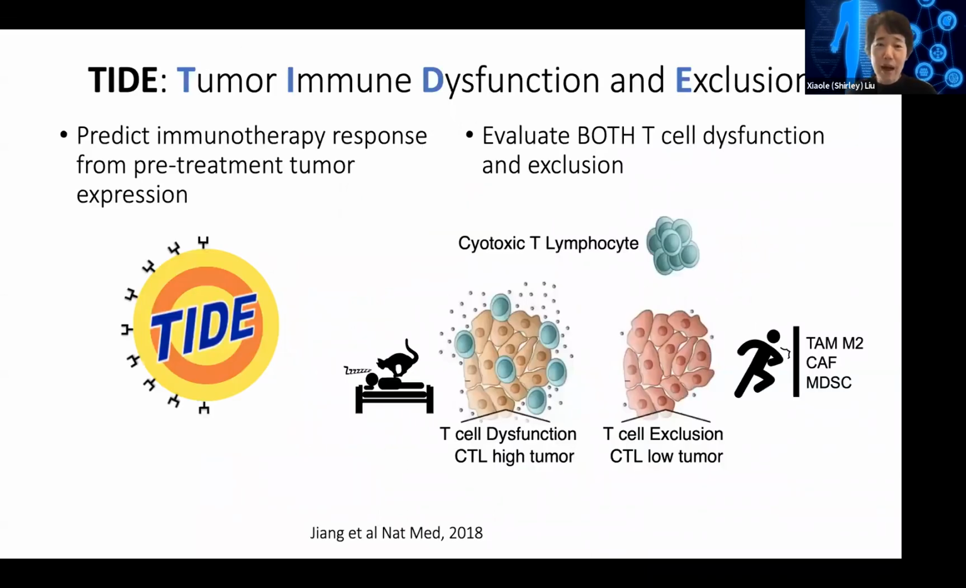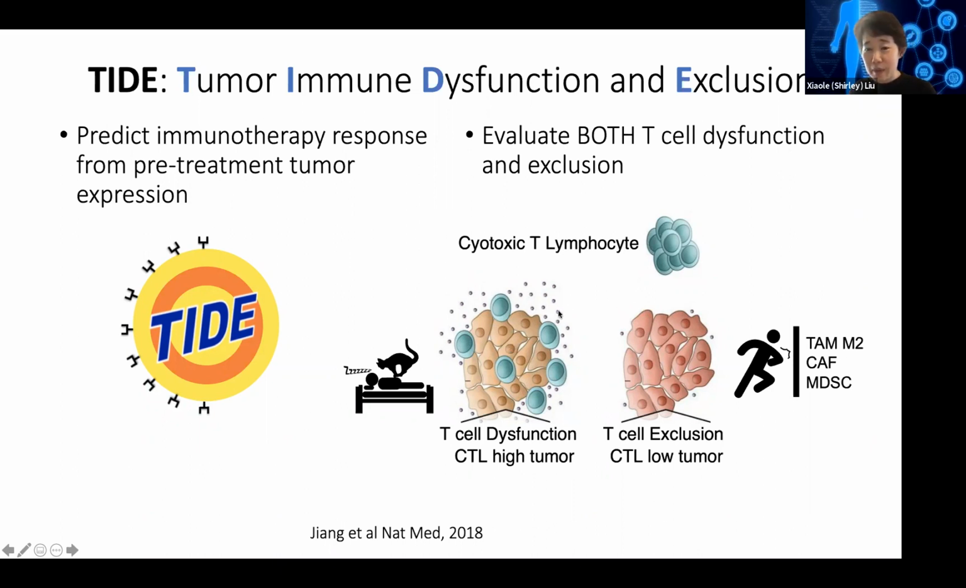So within our lab, we also have a computational algorithm. We call it TIDE, which stands for tumor immune dysfunction and exclusion. We evaluate both T cell dysfunction and T cell exclusion. The algorithm uses the pretreatment tumor bulk RNA-seq biopsies to make the prediction. Based on the bulk RNA-seq, we can estimate the level of CD8 T cells that are infiltrating the tumor. We can also evaluate whether those CD8 T cells are activated by monitoring the granzyme and perforin levels in the tumor.